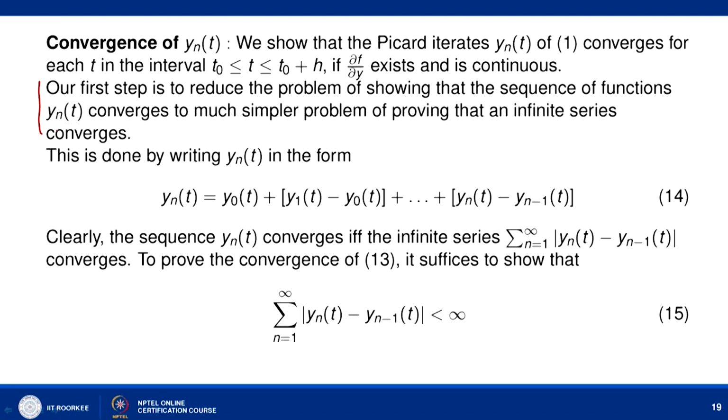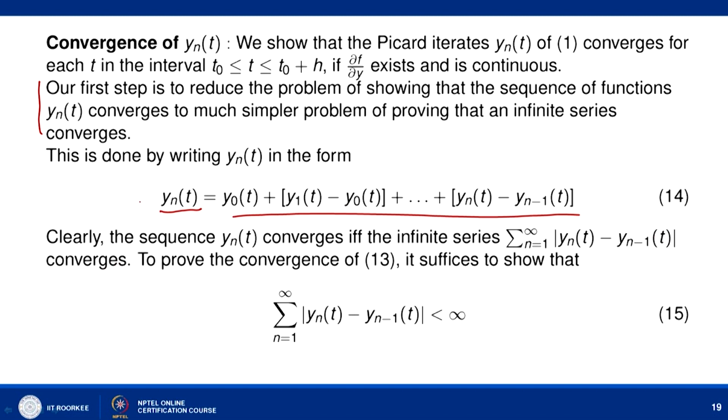So, here if you look at it, we can write y n t as y naught t plus y 1 t minus y naught t plus up to y n t minus y n minus 1 t. So, we can write y n t as the following sum. So, here we can say that clearly this sequence y n t converges if and only if the infinite series, n from 1 to infinity, modulus of y n t minus y n minus 1 t converges.